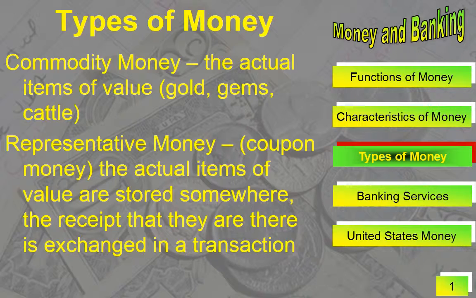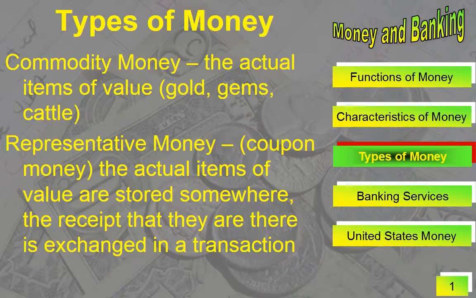If you remember reading in the Old Testament, a lot of times the transactions were completed by the exchanging of parts of the flock, sheep and cattle and that type of thing. That's commodity money, where the actual items of value are the items that are actually being exchanged.